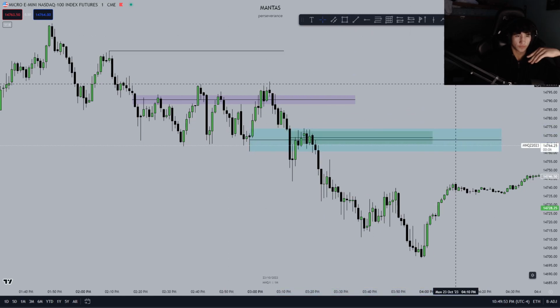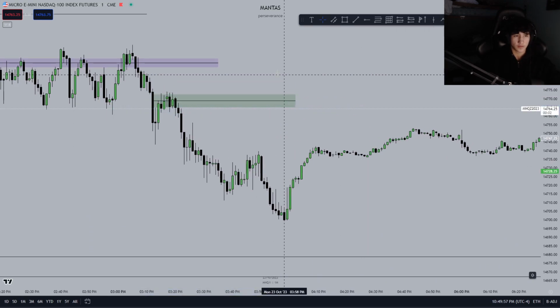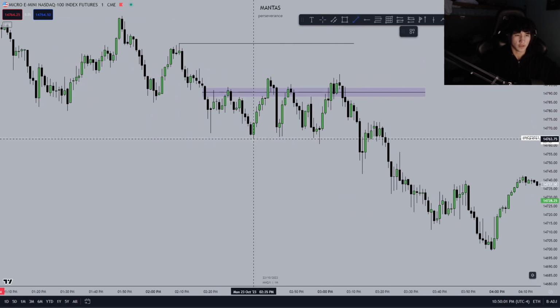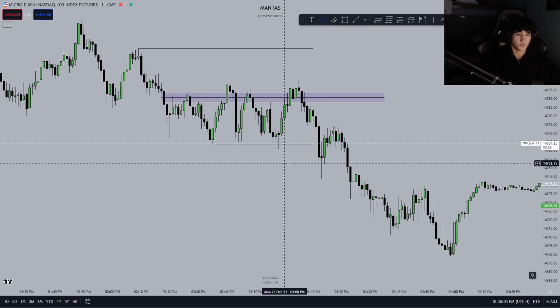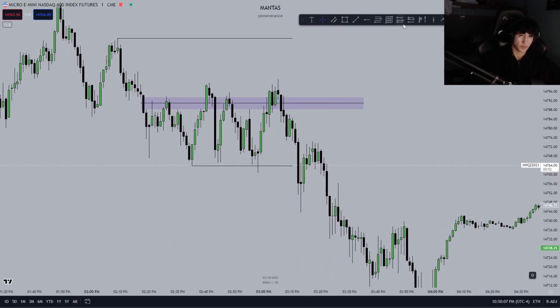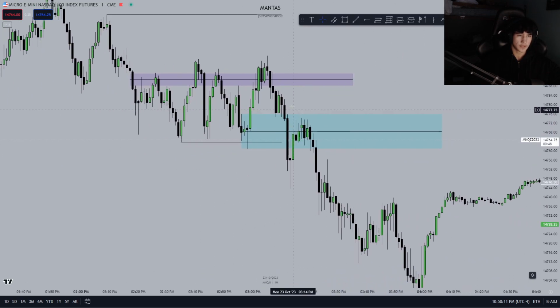Breaker, yeah, I saw that. Yeah, breaker. Respect the breaker, we go lower. You still haven't told me what a breaker block is. Okay, so a breaker block is basically a low that gets put in that sweeps liquidity right here, and then we run through it. So it's basically an inverse order block that swept liquidity. So this is a breaker block right here. Yeah, we respect it and we go lower.